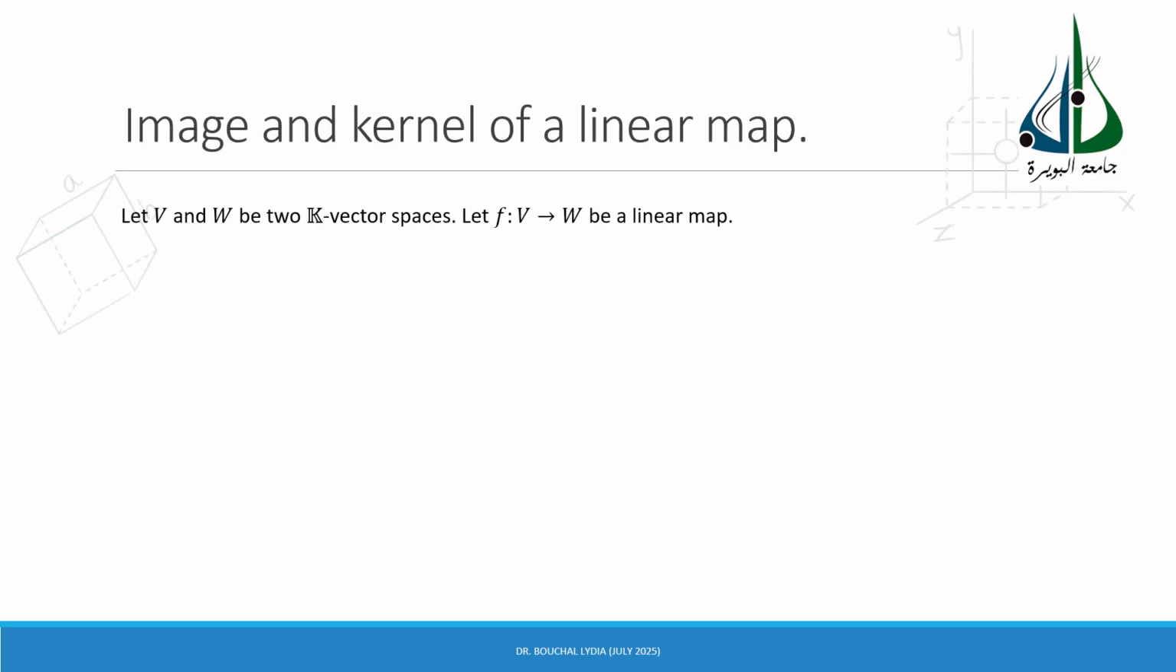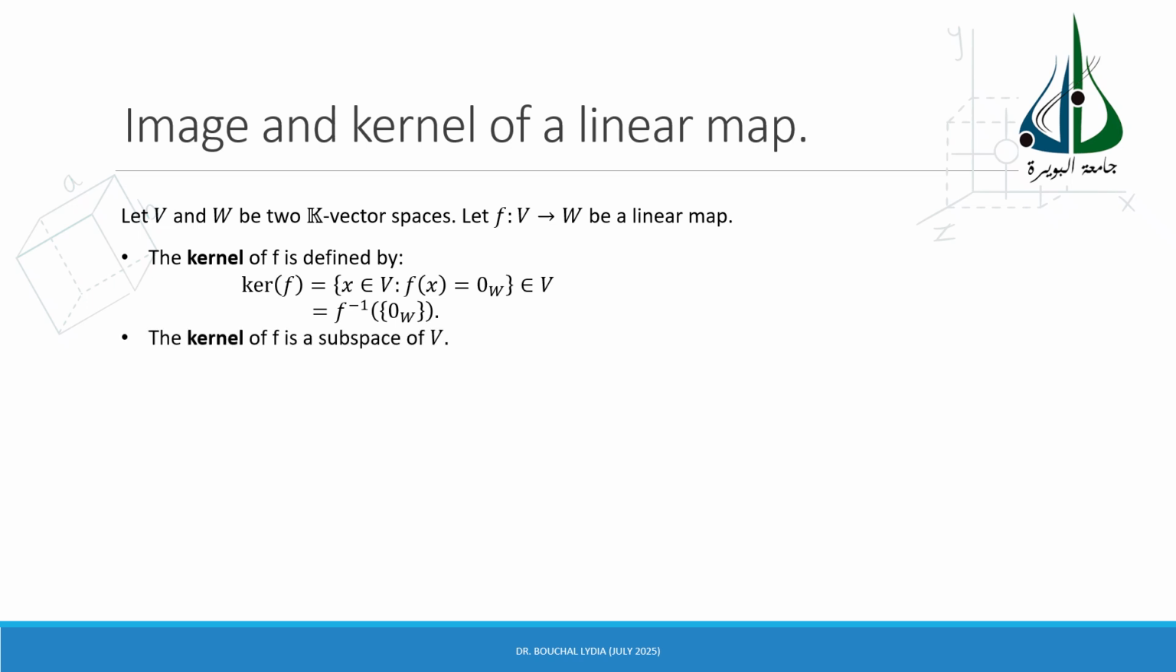The kernel of a linear map is the set of all vectors that are sent to 0 by the map. It helps to identify which inputs collapse to the 0 vector under the linear mapping. The kernel of a linear mapping is a subspace of the domain V.